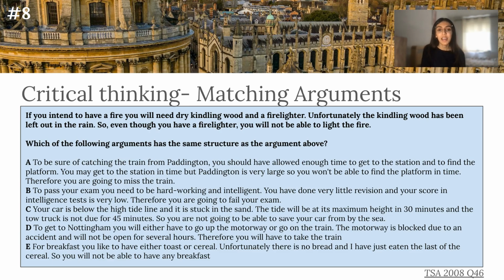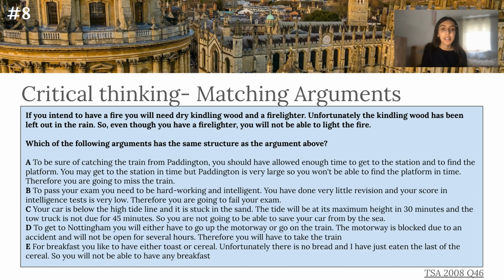So, ignore that and instead let's map the logic. If we actually analyze the example argument, we can break it down. With sentence one, if you intend to have a fire, you'll need dry kindling wood and a firelighter. The structure of that is essentially saying to achieve a goal, you need to have dry kindling wood and a firelighter. So requirement 1 and requirement 2.